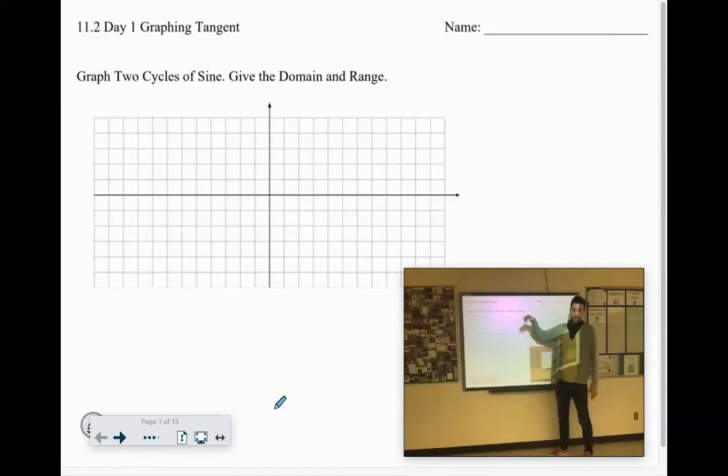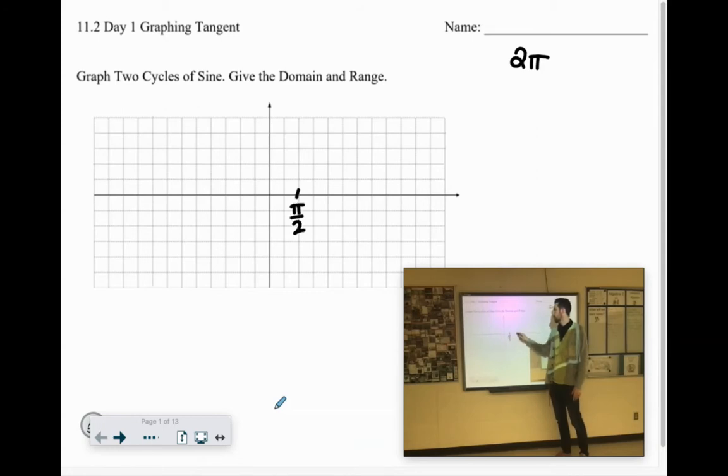Let's review a little bit sine, cosine. Graph two cycles of sine, give the domain and range. So sine, remember, the period is 2 pi. So one cycle will be up to 2 pi. So if we did like a half pi here, pi over 2, and 1 pi, and 3 pi over 2, and 2 pi, that would give us one positive cycle.